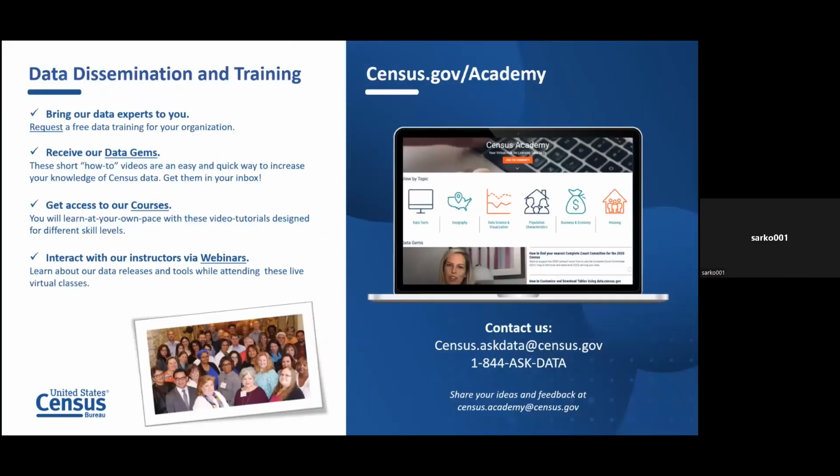And just a few things about data dissemination and training. You can bring our data experts to you. You can request a free data training for your organization on census.gov/academy. You can receive our data gems if you'd like. Those are short how-to videos. They're usually like 2 or 3 minutes. They show you how to use a data tool or talk about census data.